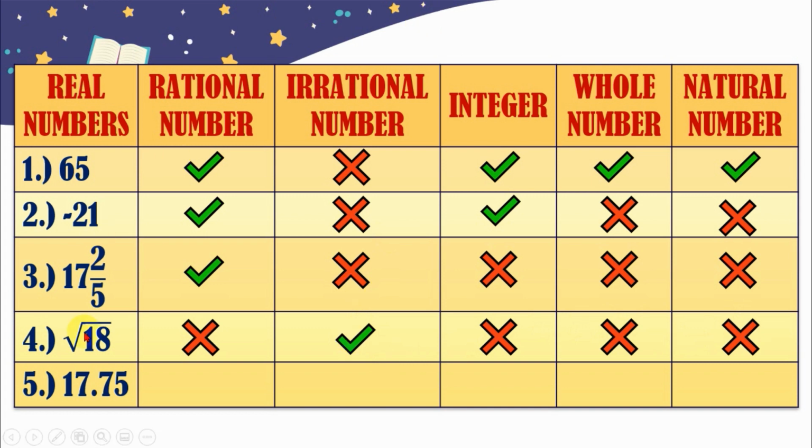Then next, we have number 5, 17.75. This is a rational number. Ma'am, bakit po yan naging rational? See, this is 17 out of 75. This is a decimal number. There's a point, and this can be expressed into the ratio of A out of B. So, if it is a rational number, then is it an integer, a whole number, or a natural number?